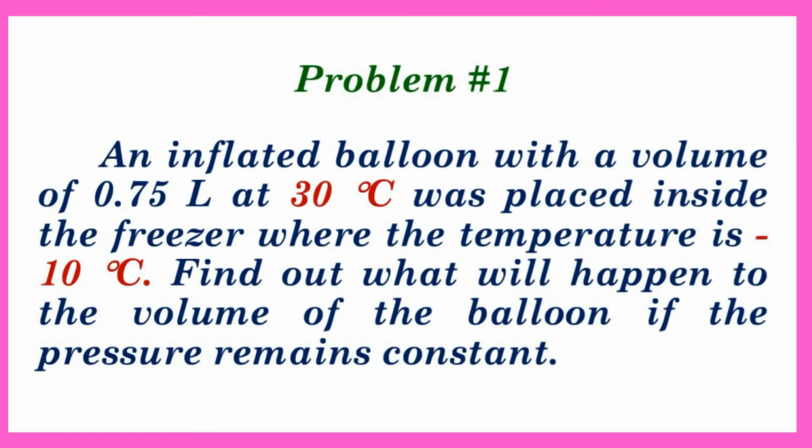Problem number 1. An inflated balloon with a volume of 0.75 liter at 30 degrees Celsius was placed inside the freezer where the temperature is negative 10 degrees Celsius. Find out what will happen to the volume of the balloon if the pressure remains constant. The initial temperature is 30 degrees Celsius. The final temperature is negative 10 degrees Celsius. The initial volume is 0.75 liter and the unknown is the final volume.